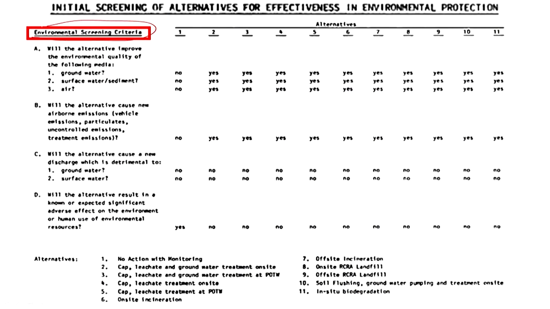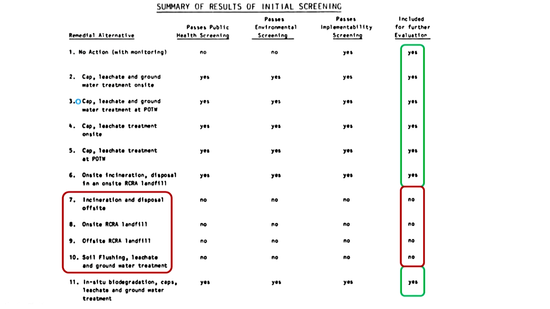So moving on, now we have the screening criteria with respect to the environment. Earlier we had it with respect to human health, and now here we have it with respect to the environment. Again more such criteria and so on. For example, improve the environmental quality of groundwater, surface water and so on. I am going to skip this. And then what do we come up with? So passes health screening, passes environmental screening, and passes implementability screening.